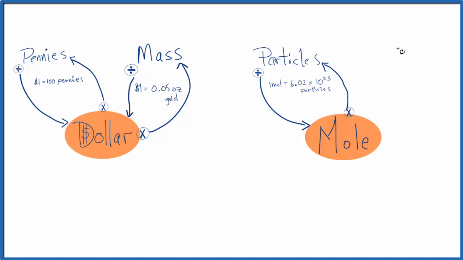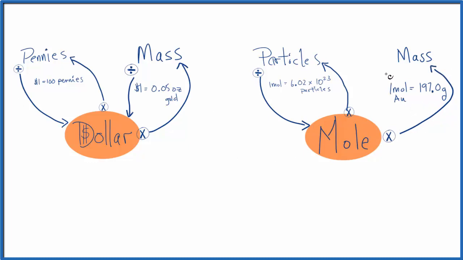We also work with mass in chemistry. We use grams. And 1 mole of gold equals 197.0 grams. Au, that's gold. So again, if I had 2 moles, I'd multiply that by 197, and that would tell me how many grams I have. About 400 grams of gold.